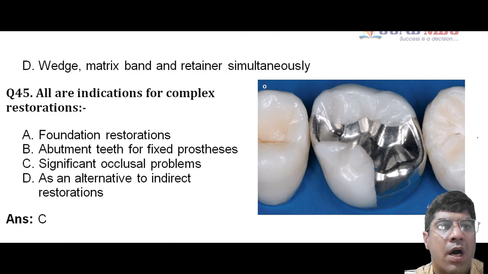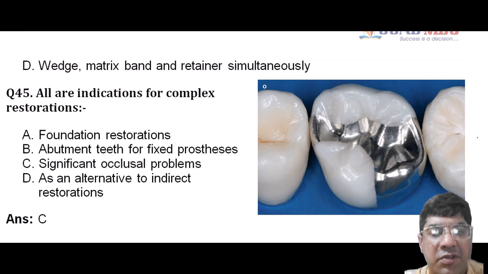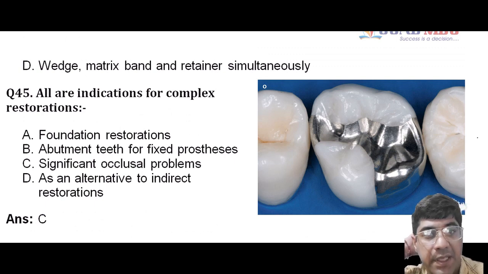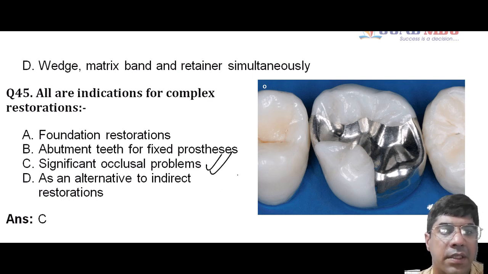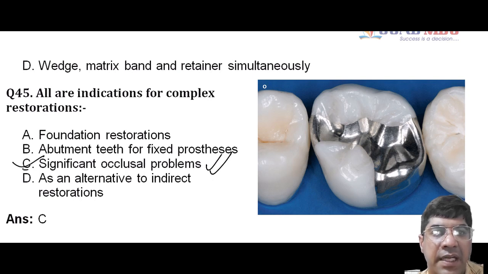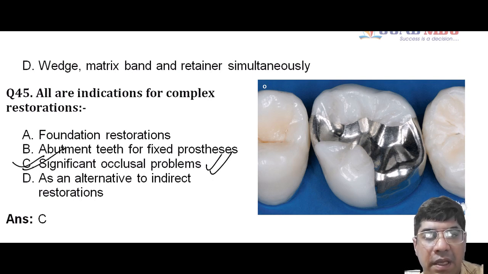The next question: all are indications for the complex restoration except. What are the contraindications? If the patient has significant occlusal problems, that is a contraindication. So that is not an indication, instead it is a contraindication. If the tooth cannot be restored properly with a direct restoration, that is a contraindication.